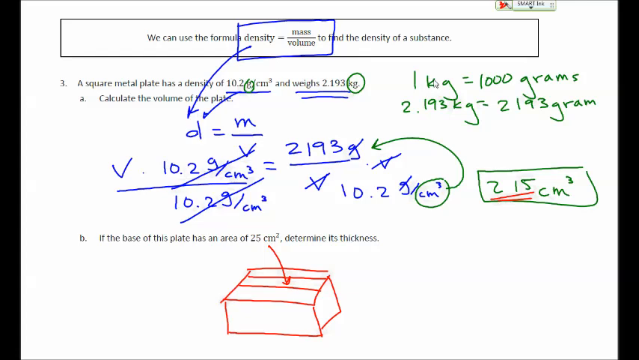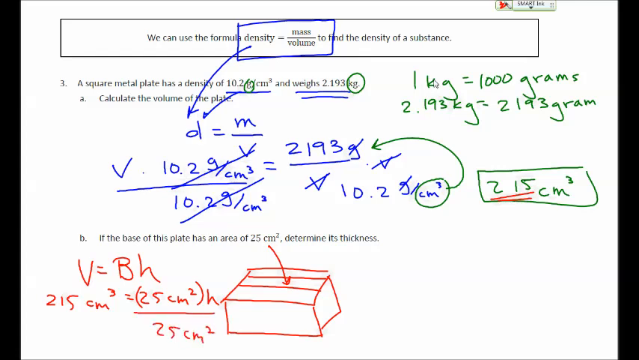So if I go back to the equation of volume equals the area of the base times the height, if the volume of the metal plate is 215 cubic centimeters, and the area of the base is 25 square centimeters times the height, then I can do some algebra to solve for the height and divide both sides by 25 square centimeters.